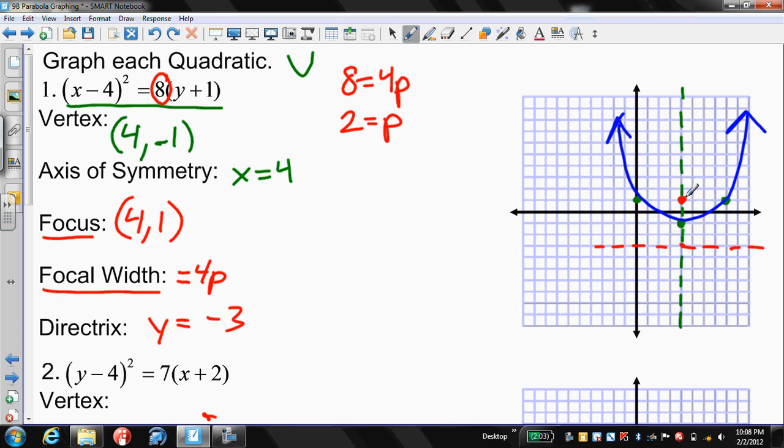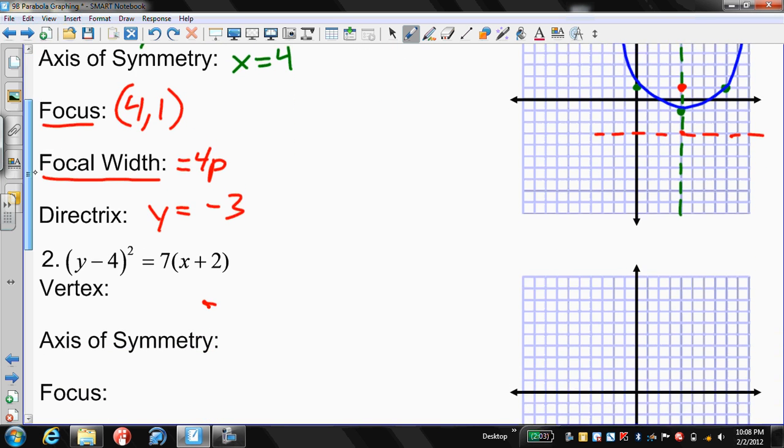So if this was a flashlight, you would actually put the bulb right here at the red dot, and that way you would have parallel lines coming out of the reflector here. Okay, let's go ahead and take a look at another example.